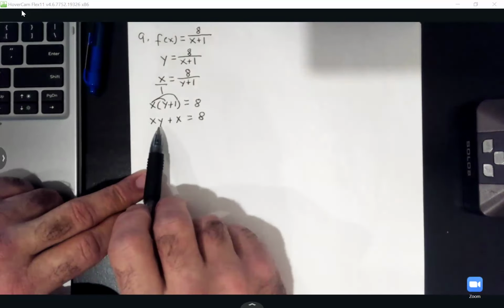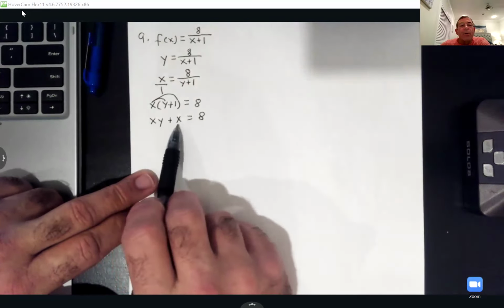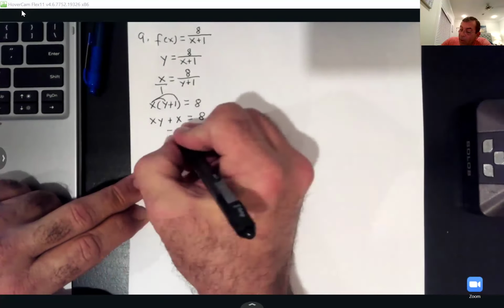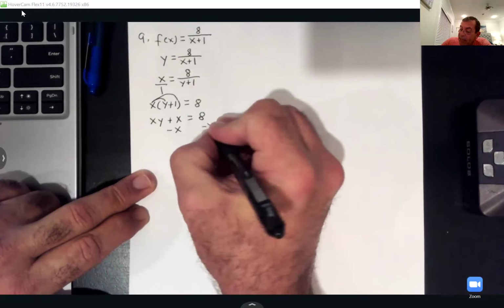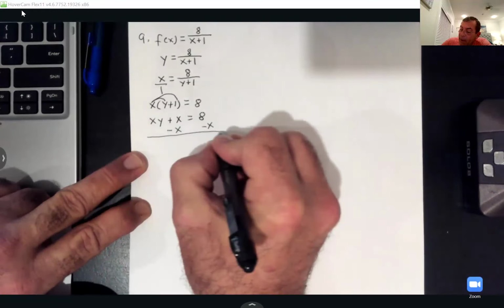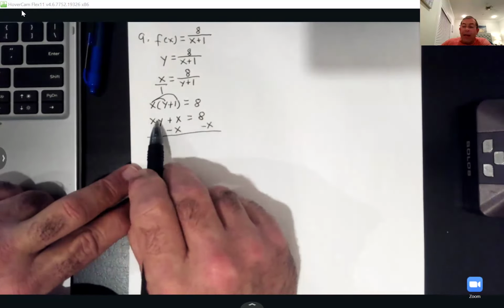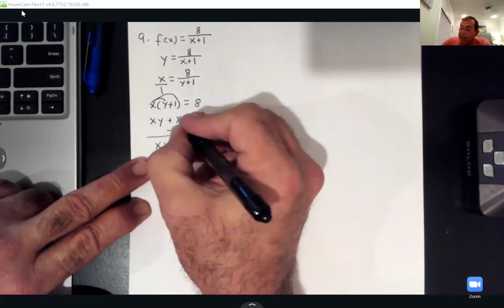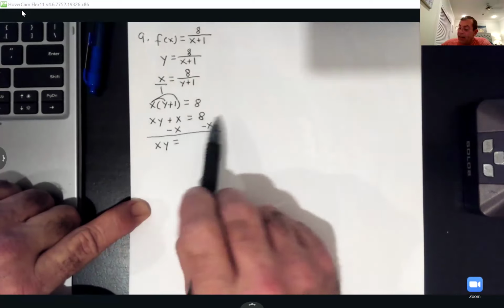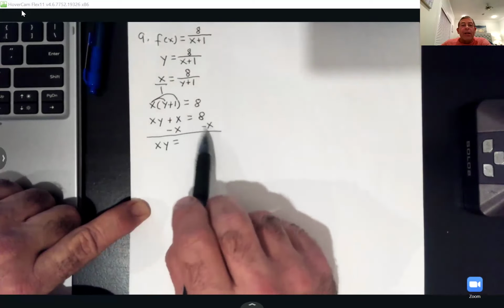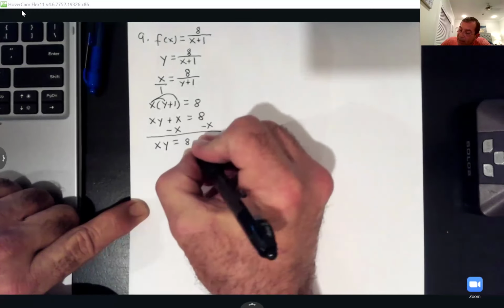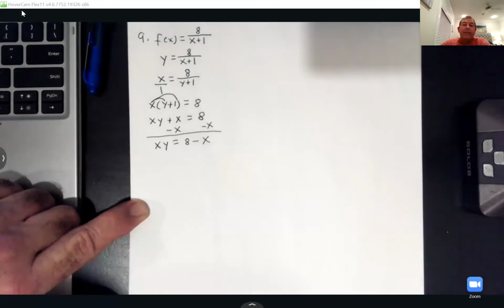Now, we're solving for the y, so this little x is being added. We're going to come in and subtract it from both sides. So look what happens. I get my xy here. All these x's cancel on the left side. But over here, we can't do anything to that. They're not like terms. So we're just going to keep that at 8 minus x.